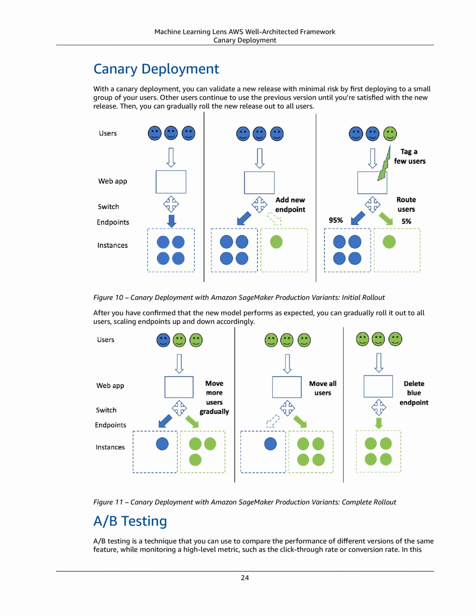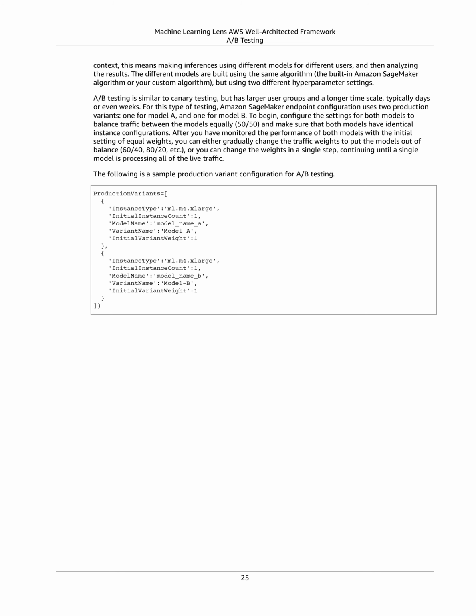A/B testing. A/B testing is a technique that you can use to compare the performance of different versions of the same feature, while monitoring a high-level metric, such as the click-through rate or conversion rate. In this context, this means making inferences using different models for different users, and then analyzing the results. The different models are built using the same algorithm, the built-in Amazon SageMaker algorithm or your custom algorithm, but using two different hyperparameter settings. A/B testing is similar to canary testing, but has larger user groups and a longer time scale, typically days or even weeks.